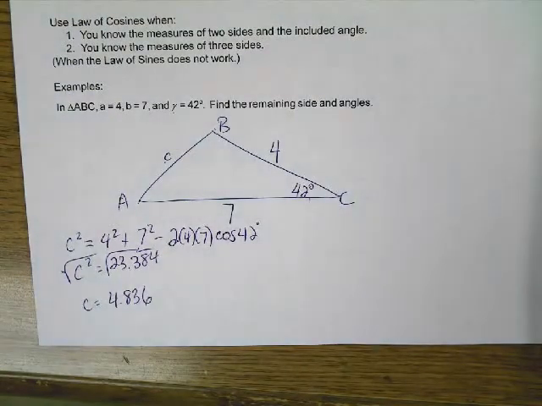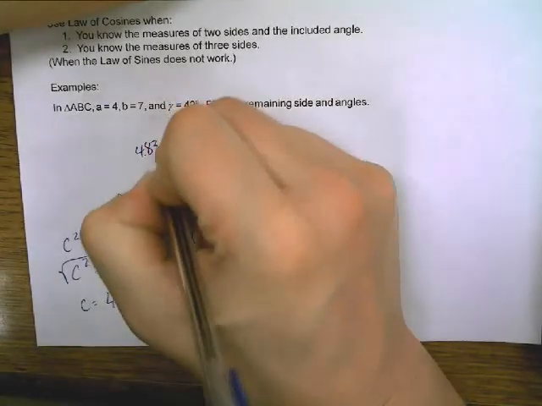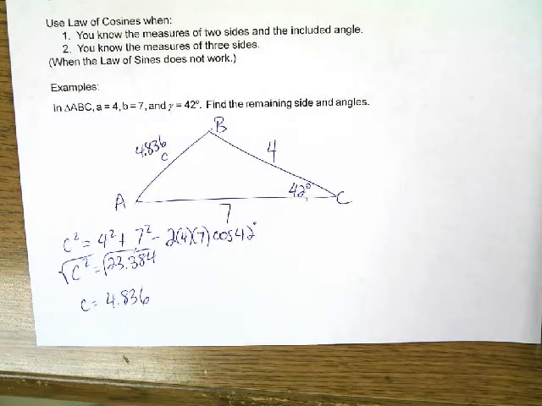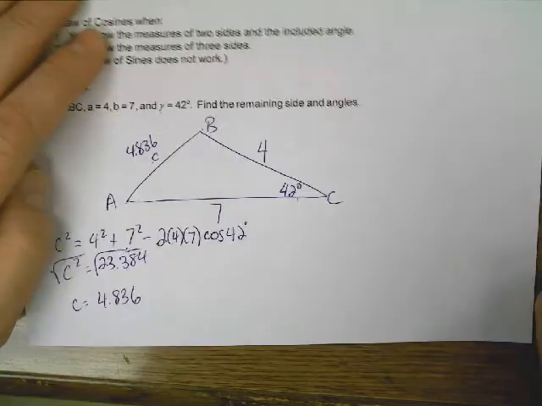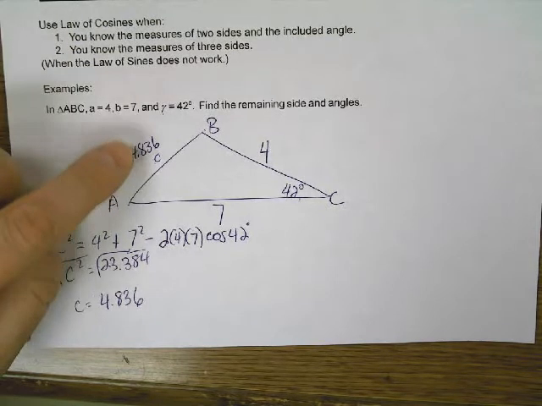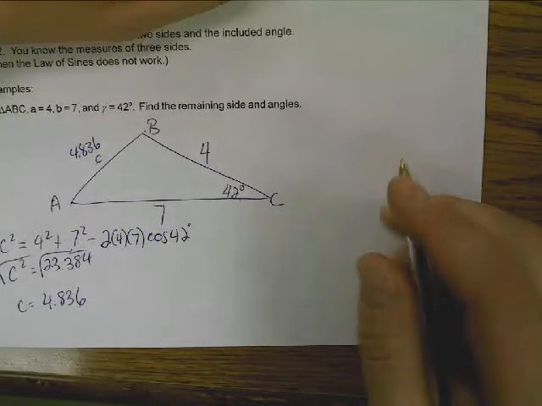And there's the first missing piece: the side, 4.836. All right. Now we have to find the missing angles. But because we have this side, we can use it. And I don't like throwing the decimals out there, but that's what we're going to have to do.